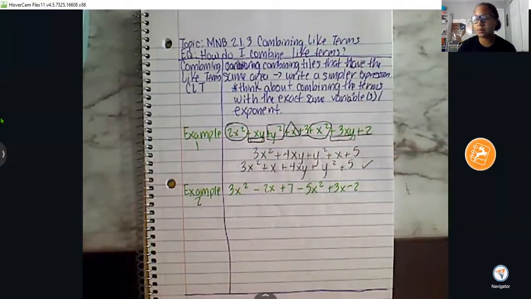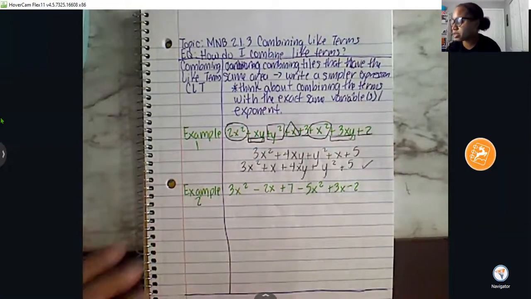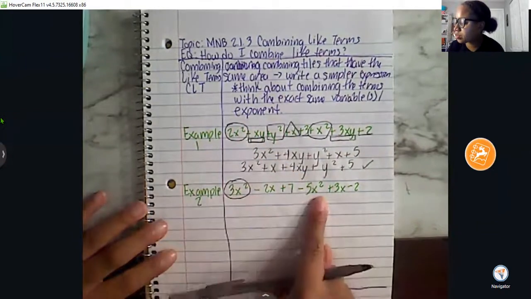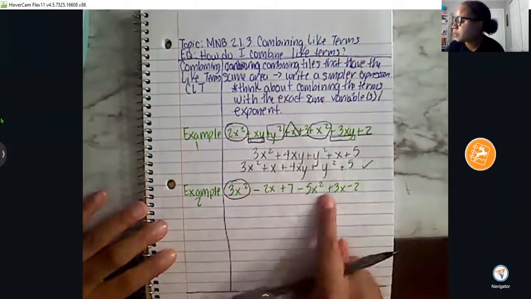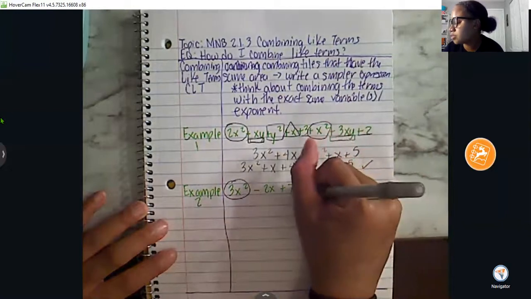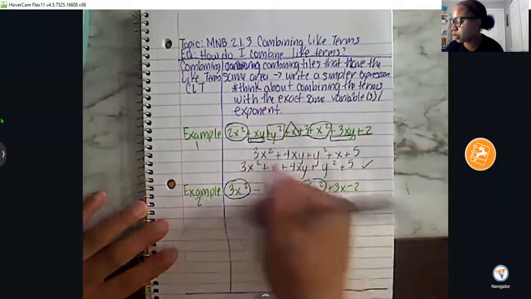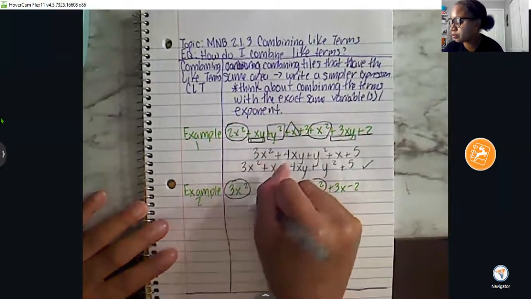So then I'm going to do the same thing where I draw my shapes. So I have 3x squared for the circle. I'm going to find the next x squared. So I see minus 5x squared. So I'm going to combine 3x squared minus 5x squared, which equals negative 2x squared.